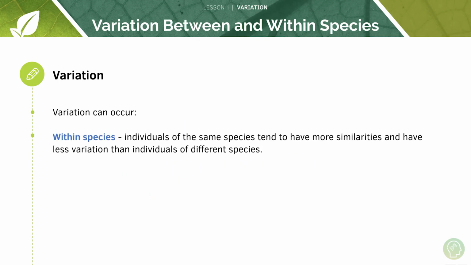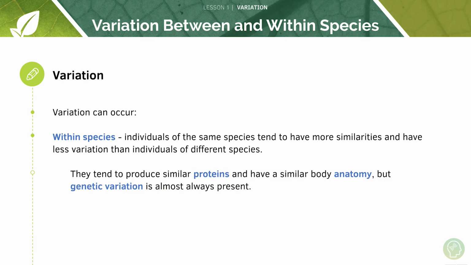So within species, individuals of the same species tend to have more similarities and less variation than individuals of different species. So they tend to produce similar proteins and have a similar body anatomy, but genetic variation is almost always present. So think of Homo sapiens, for example, so humans. We tend to have similarities to each other, so we have a similar body anatomy and we produce similar proteins, but we also have some genetic variation between each other.